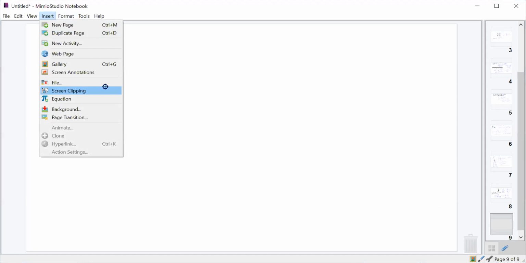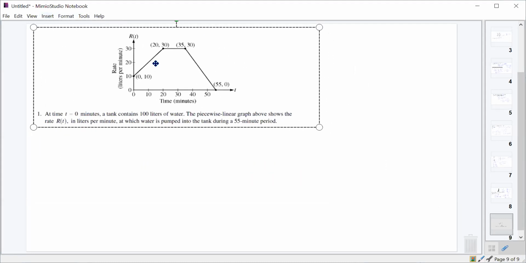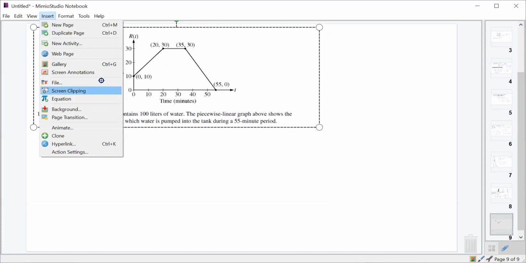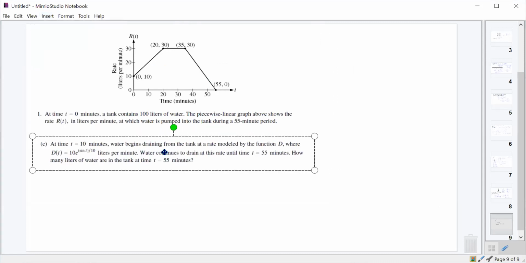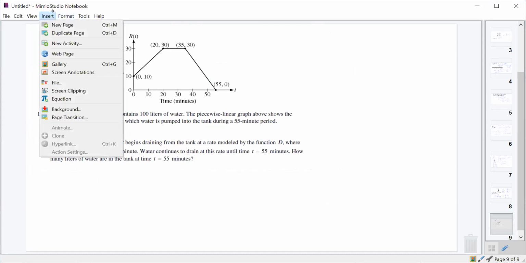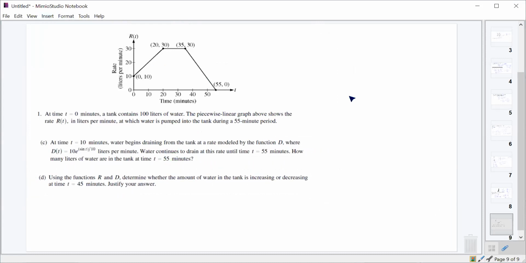All right, so here's one. There's a picture for it, and then we need C and D. All right, so we got this nice little graph here. It's piecewise linear, which is nice to know. It means all these pieces are linear.